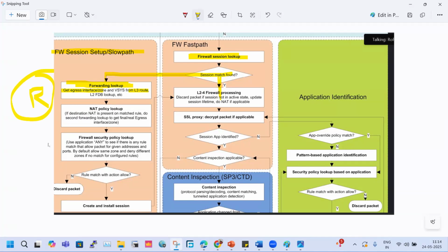Sorry, come again. In which situation does the firewall decide on the slow path?